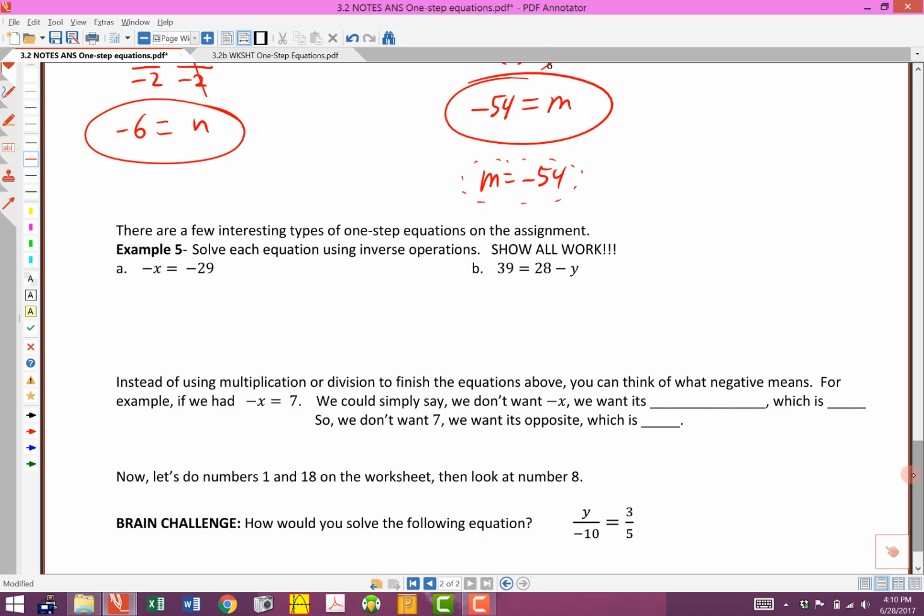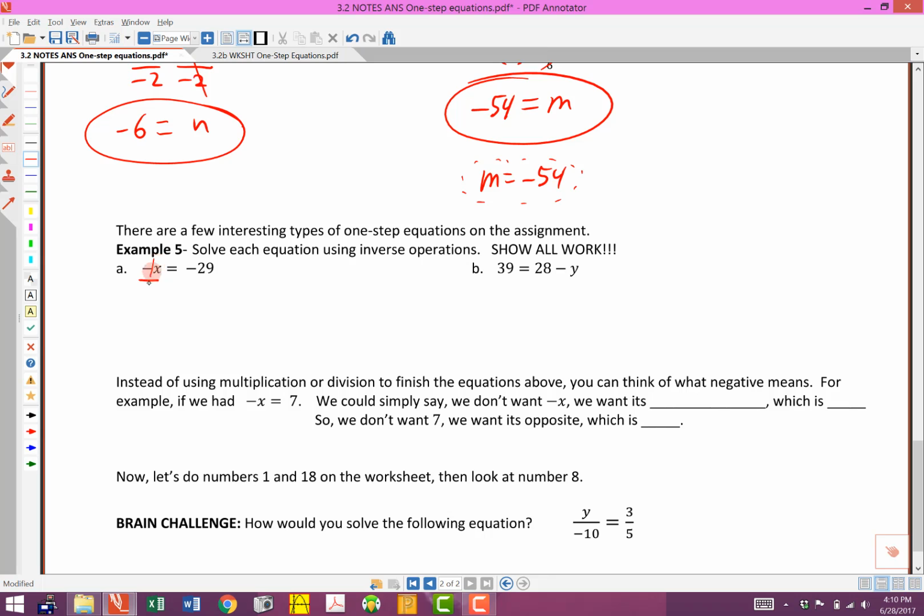There are a couple interesting problems in this particular section. This one right here is one of them. So if you look at this problem right here, it says negative x equals negative 29, and this is where you've got to think about coefficients. What is the number in front of that x? It's not a 1, it's actually a negative 1. So that's really, the x has been multiplied by a negative 1.